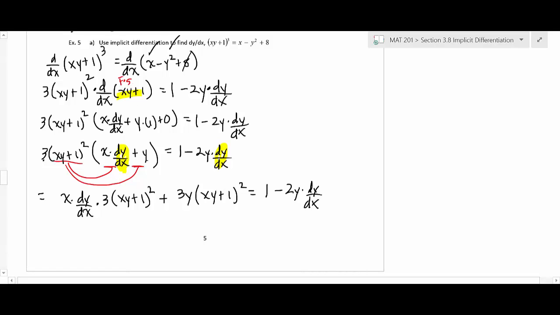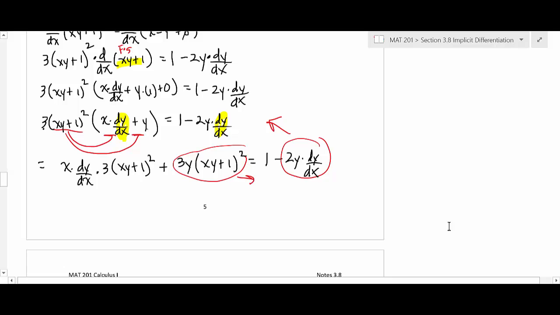Okay, so now what I'm going to do is this. Let's see. What do we need to move? This whole thing needs to move, right? Because it's got a dy over dx. This whole thing right here also has to move because it doesn't have a dy over dx. Okay, so what you're going to have is this. You'll have, let's write that now as 3x. Looks a little bit better if we do it this way. So I'm going to write that as 3x.